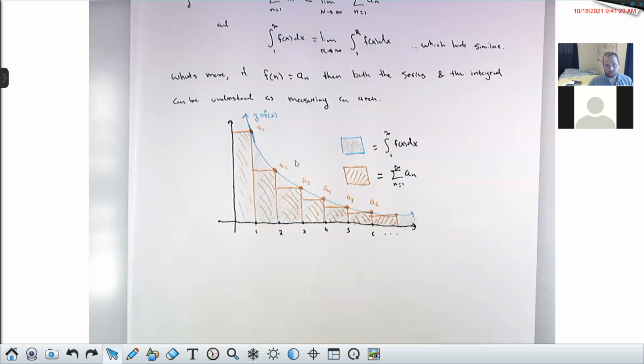On the other hand, the integral measures the area under the curve from 1 to infinity. So that's all the pencil area. So this is exactly how intimately these things are connected.